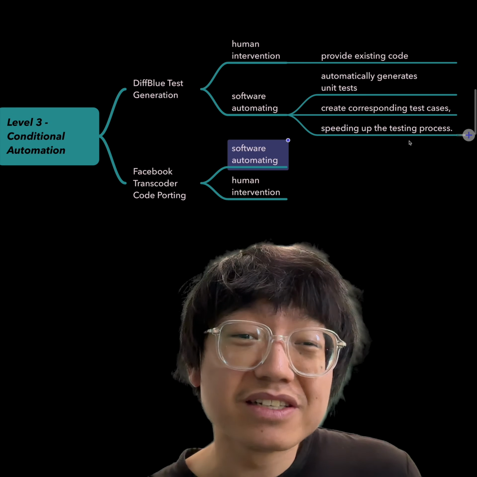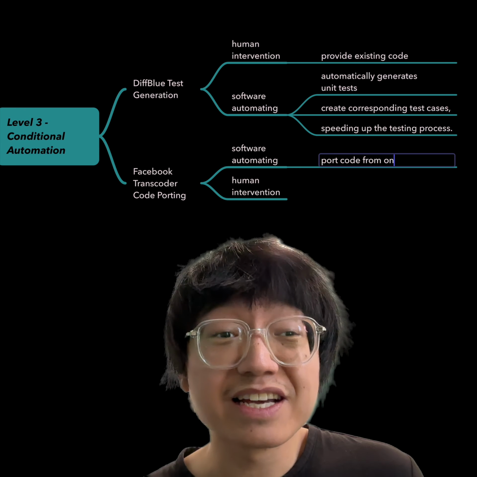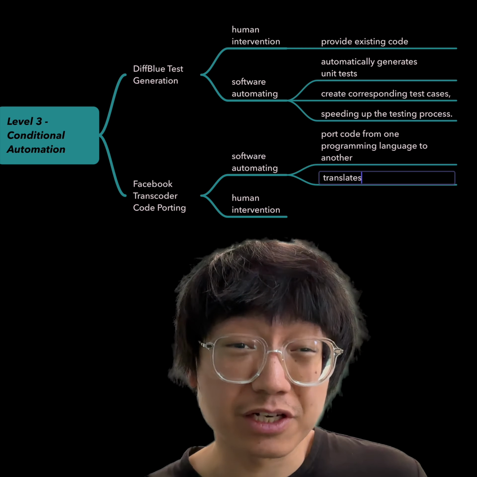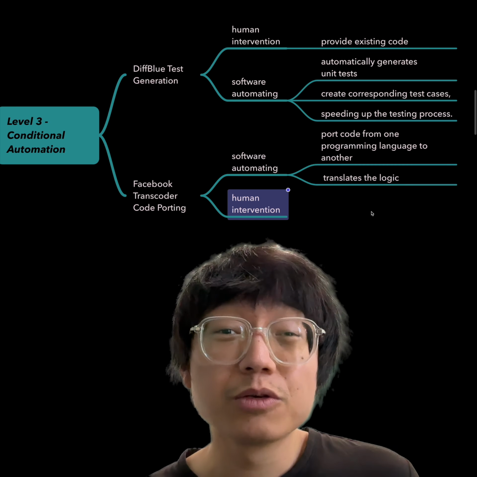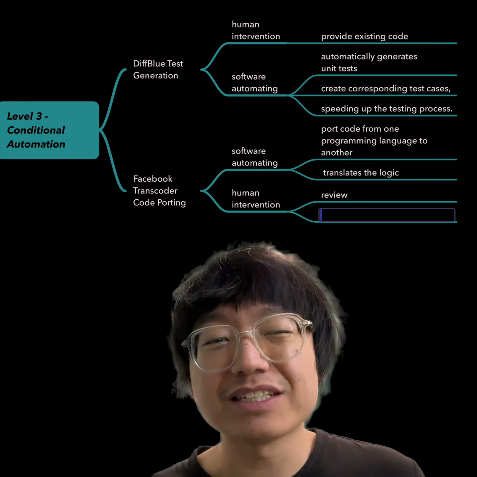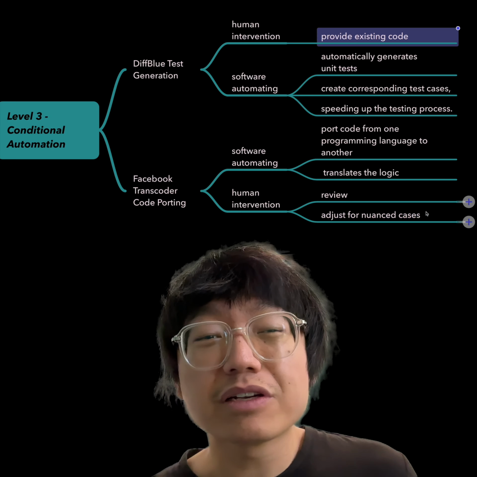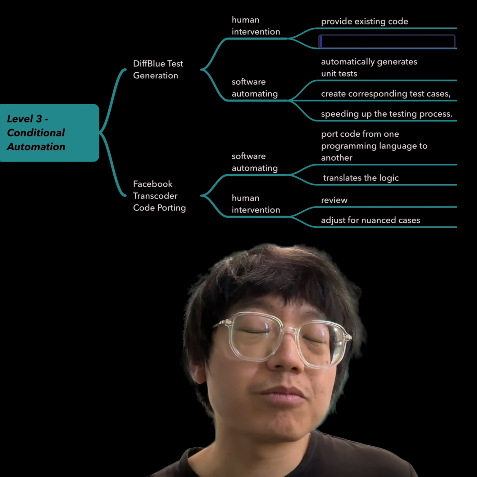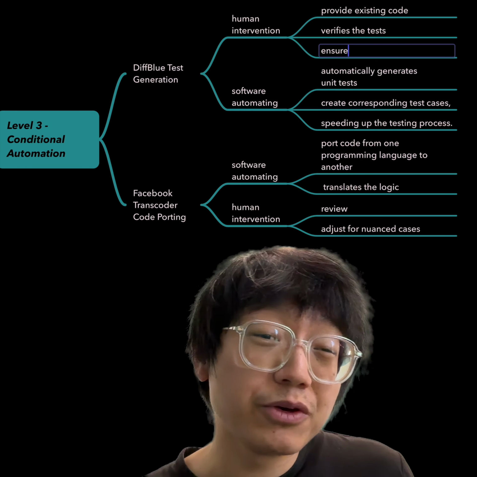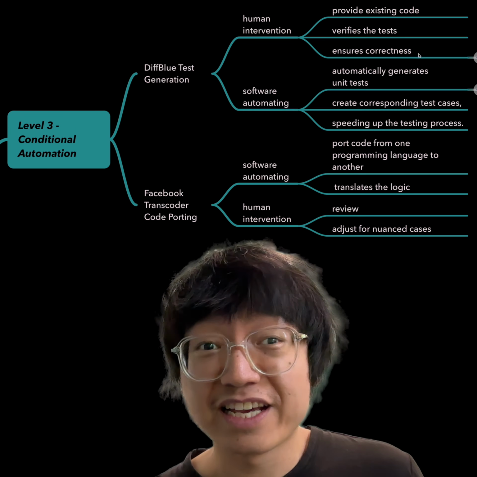However, the developer still has to verify the tests and ensure correctness. Another example is Facebook Transcoder or similar tools, which automatically port code from one programming language to another. These tools automatically translate the logic from, let's say, Java to Python, but the developer has to review and adjust for nuanced cases.